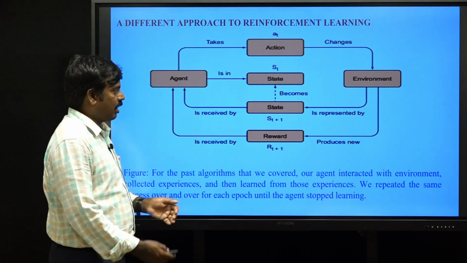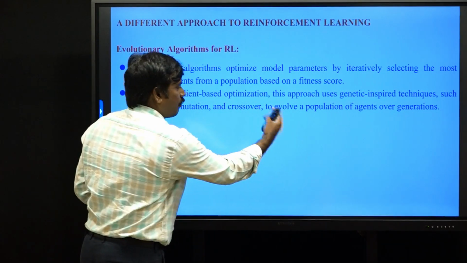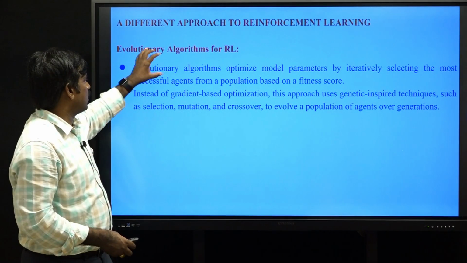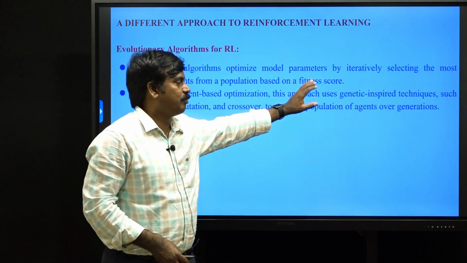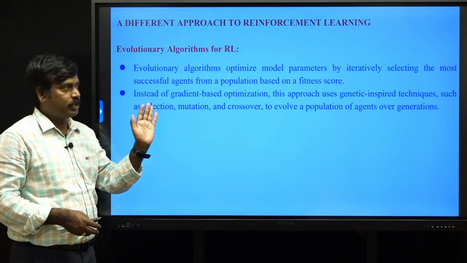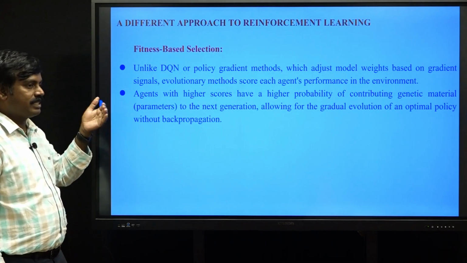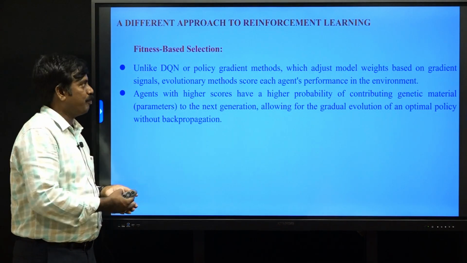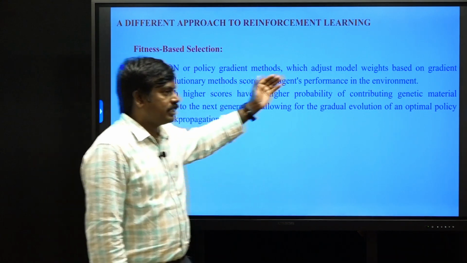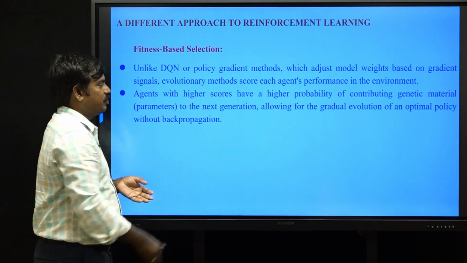These types of operations are performed in evolutionary algorithms to evolve the population of agents for each generation. So evolutionary algorithms optimize the model parameters by iteratively selecting the most successful agents from the population based on fitness score. Unlike DQN and policy gradient methods, which adjust the model weights based on gradients.